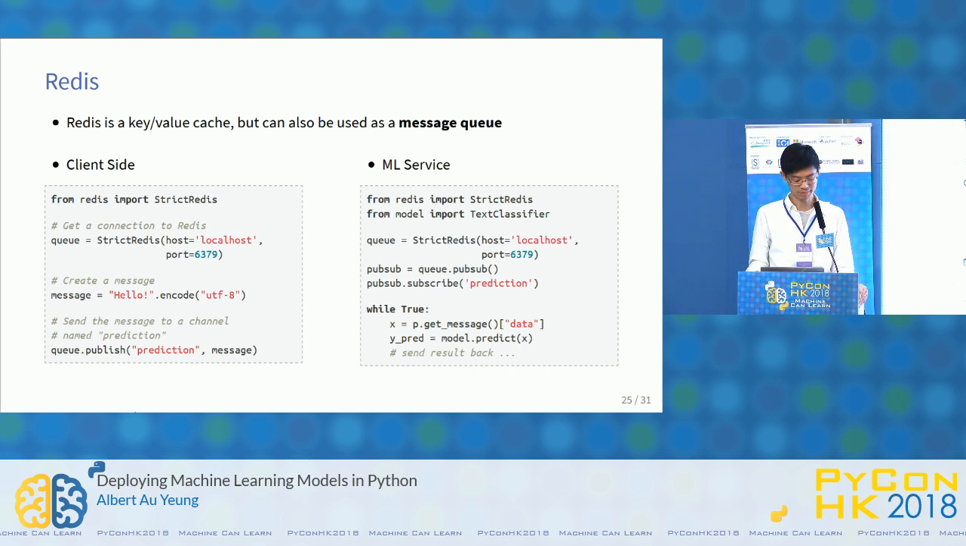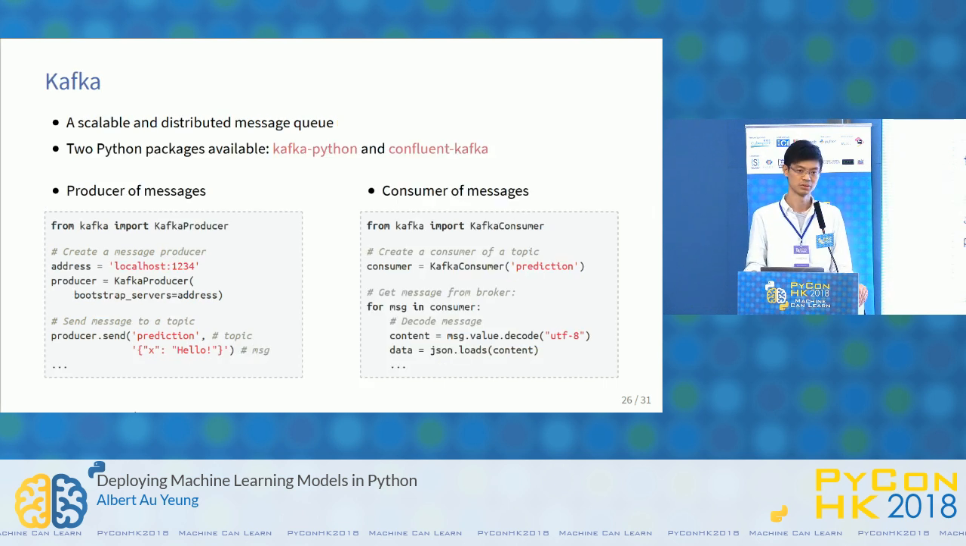Some similar things can also be done if you use Kafka. Kafka is much more scalable. It can be deployed even on a cluster. So if your system is very large scale and it has to process a lot of messages, then I would recommend you use Kafka instead of something as simple as Redis. These are just some examples of how you can create a message producer and consumer for Kafka.